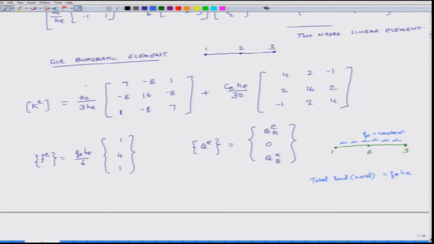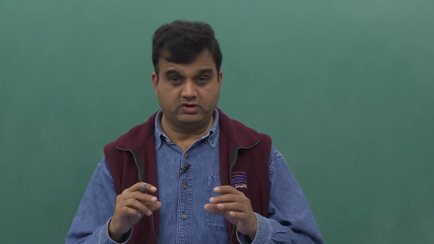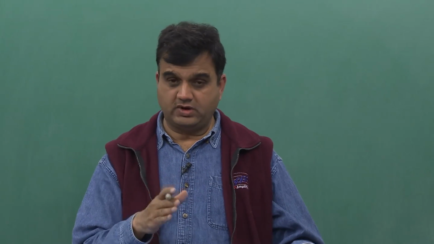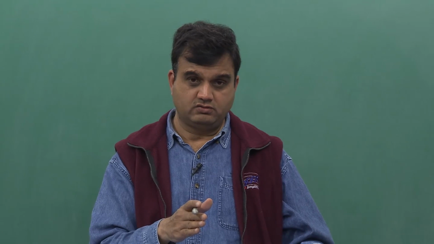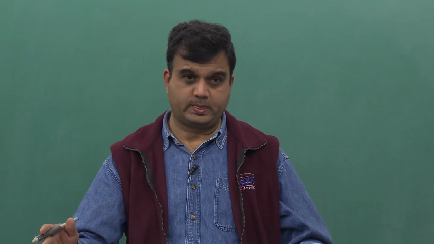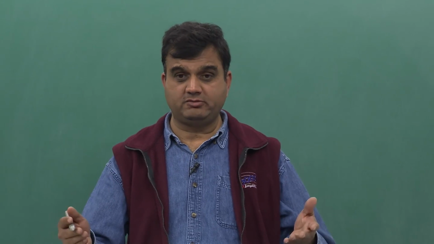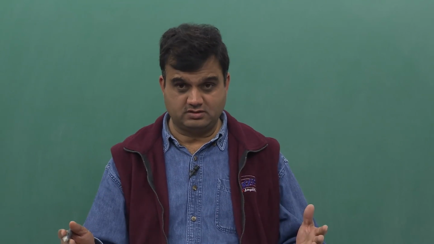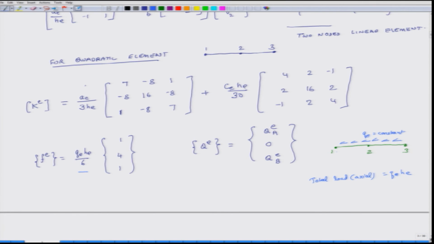So 1/6 of that load is taken by node 1, 1/6 of that load is taken by node 3, and 2/3 of that load, or 4/6 of that load, is taken by node 2. So the distribution or the bearing of these loads over a quadratic element is not 1:1, it is 1:4:1. Similarly, for a cubic element, this distribution may be different. So that is the second point.